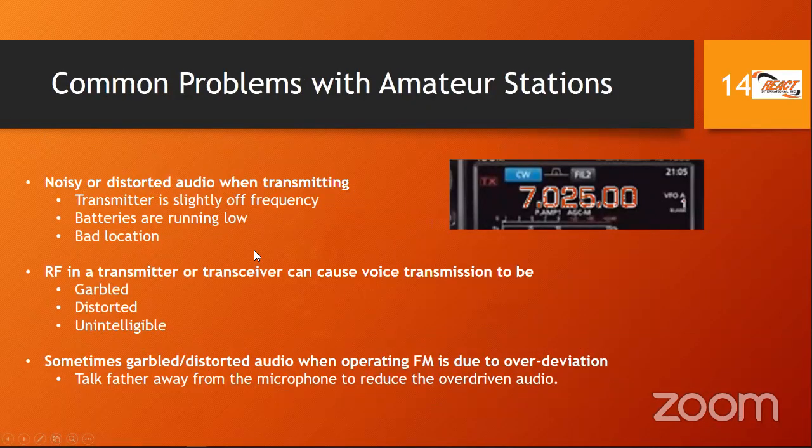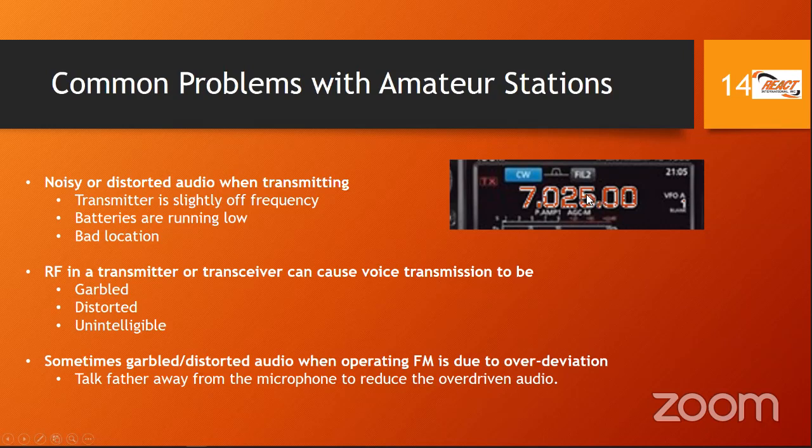There are also some common problems that you will encounter as an amateur radio operator. You may have noisy or distorted audio when you're transmitting. So for instance, your transmitter may be slightly off frequency. So you have this on your dial, 7.025.00, but maybe there's something wrong with the alignment of your radio and it's not actually transmitting on this frequency.